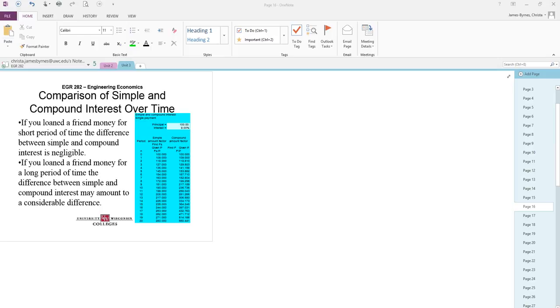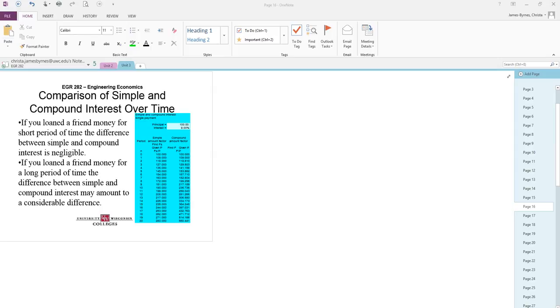So just to show you the difference, if you took out a loan for $100 at 9% interest, and it was compounded at 9%, and we'll just say our periods are years. After 20 years, simple interest, you would owe $280. With compounding interest, remember, paying interest on the interest, it's $560.44. So that is a lot of money. There's a big difference there.